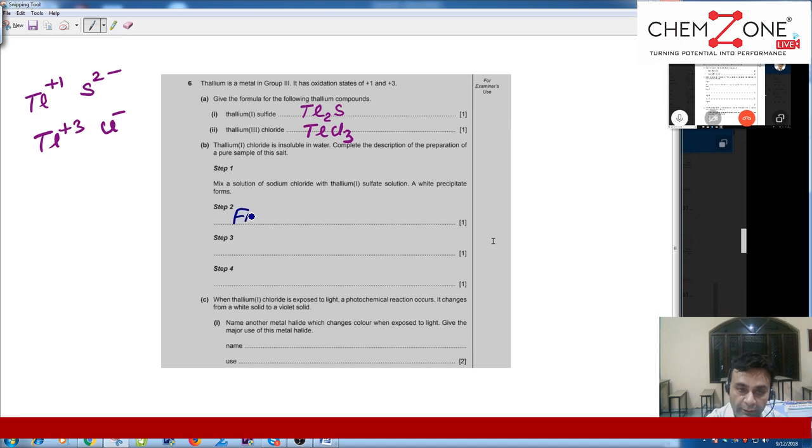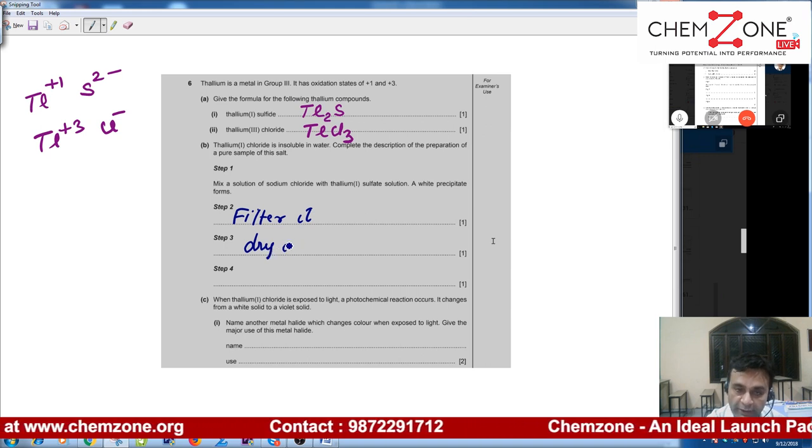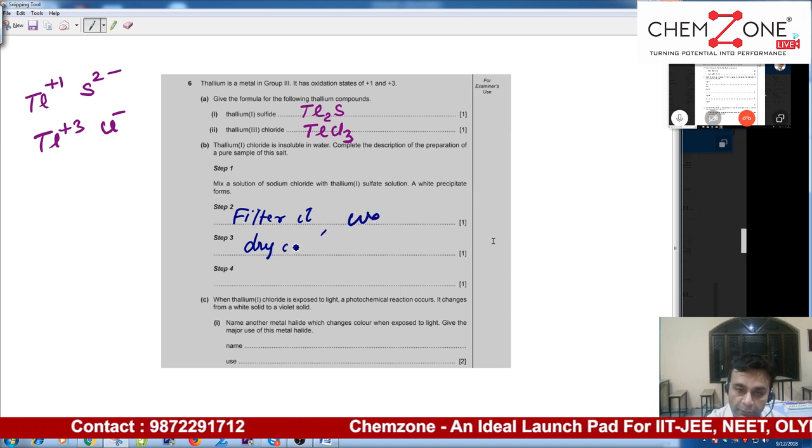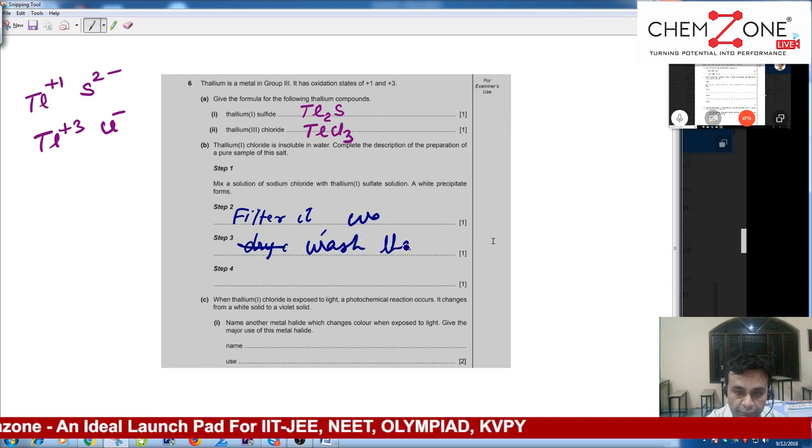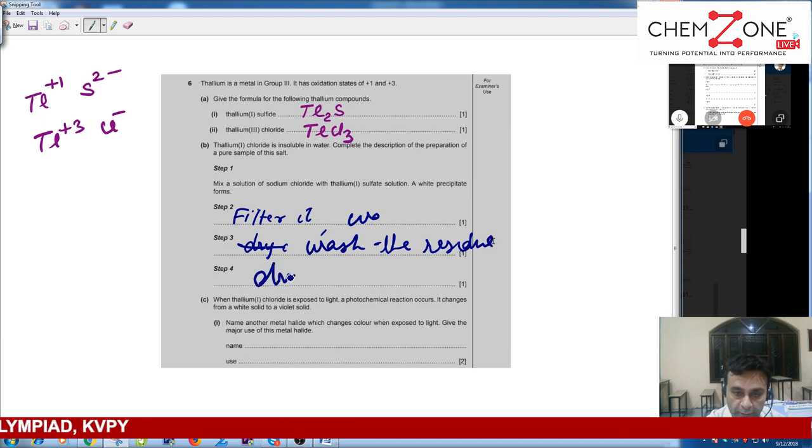So how will you get it? Filter it. Then wash the residue and dry. Right? Okay. Yes, sir. Wash the residue and then dry. That's it.